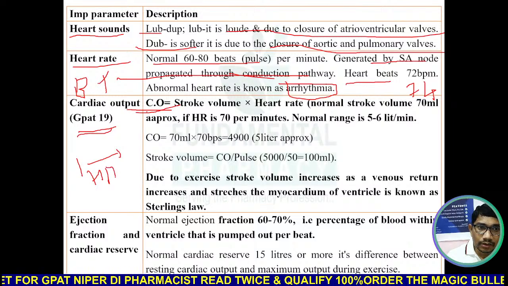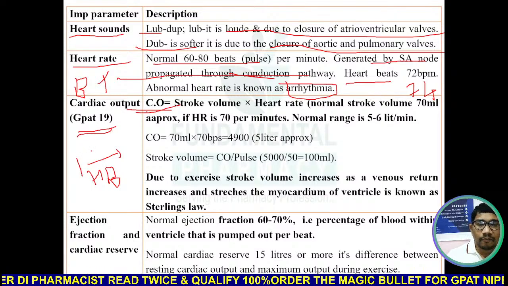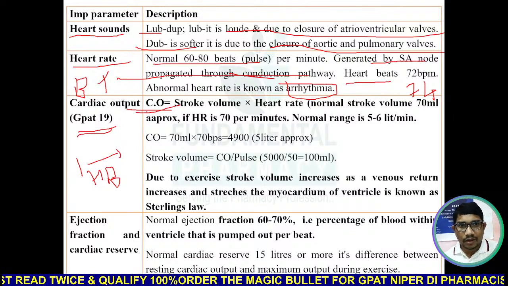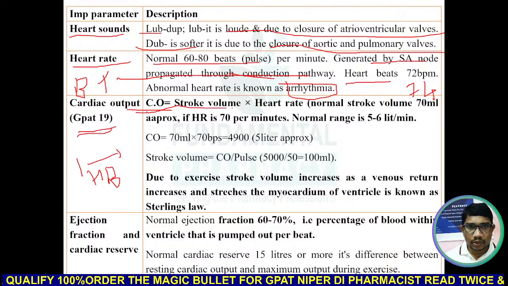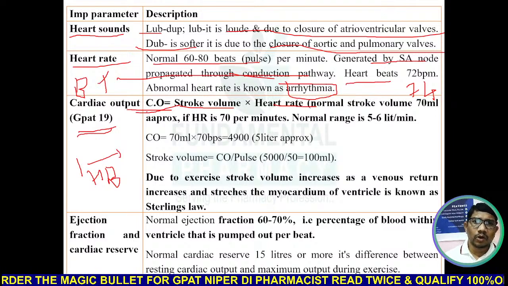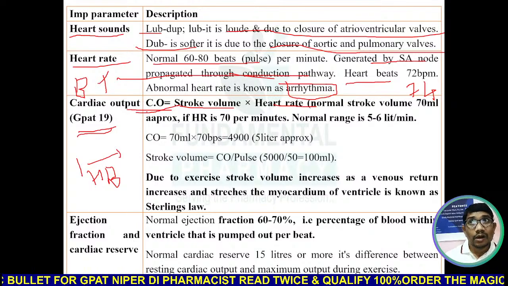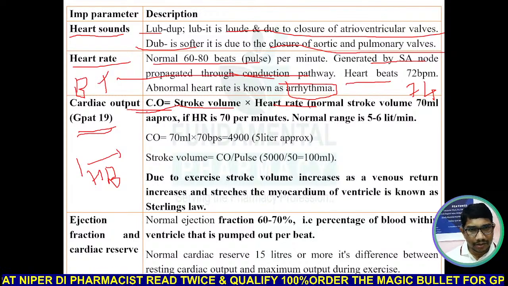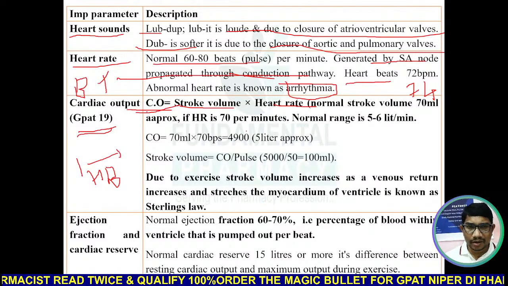Cardiac output is nothing but the amount of blood that is pumped from the heart per unit time. It is calculated as stroke volume into heart rate. So what is stroke volume? It is the volume of blood that is ejected every beat of your heart, from the left ventricle, on every contraction, around 70 ml.